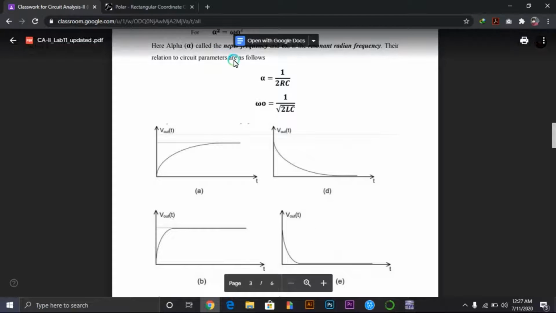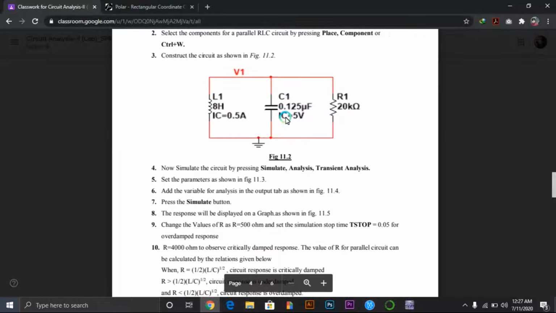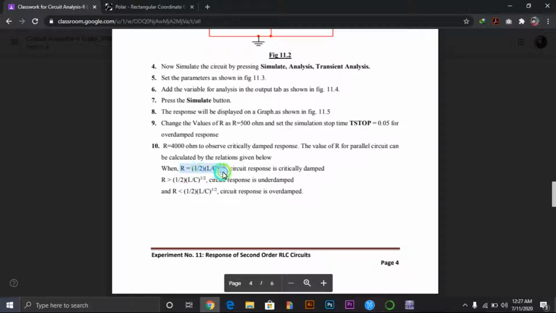This is the formula for the calculation, also mentioned here. From this formula you can easily select any inductor or capacitor or resistor value, like I choose 8 millihenry for inductor and 2 microfarad for capacitor. So I can find the value of resistor for critical damp condition, so I can easily find the response of a circuit.